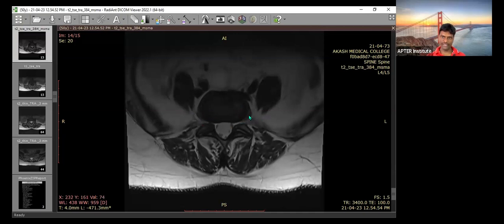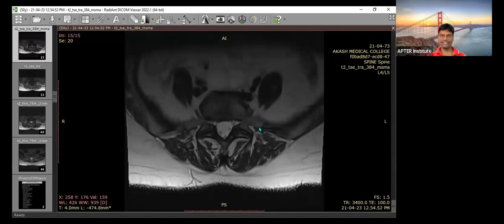This is an exiting nerve root, and here is the exiting nerve root. So the exiting nerve root is in close proximity to the bulging disc over here. So is this the reason for the pain? No, we need to clinically correlate. Let me come to that later. Let me finish the cyst component here.